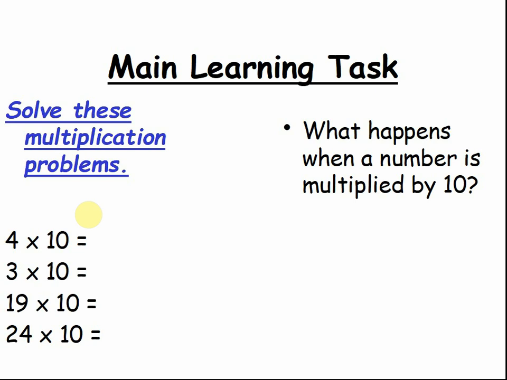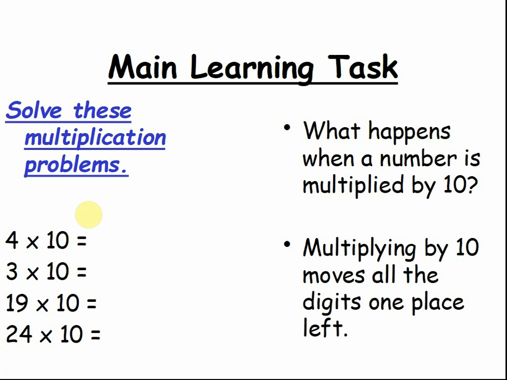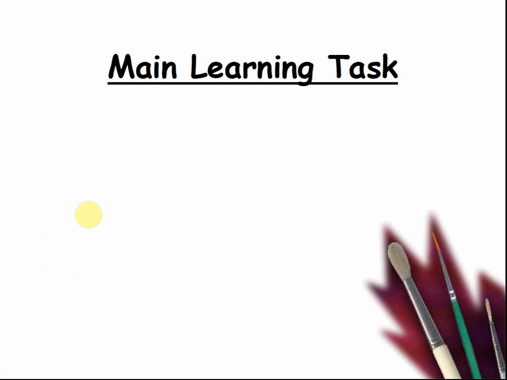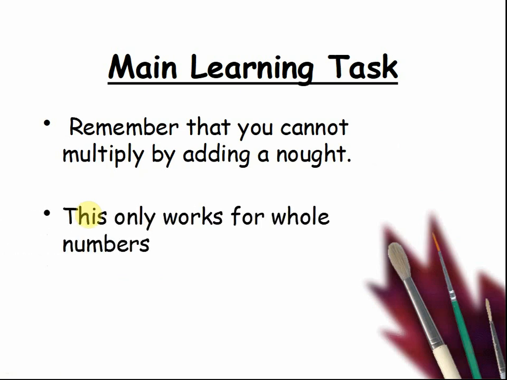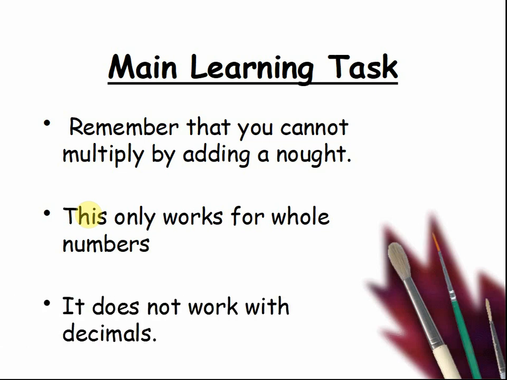What happens when a number is multiplied by 10? That's right. All the digits move one place to the left. Multiplying by 10 moves all the digits one place to the left. Remember that you cannot multiply by adding a naught, because this doesn't work if you have decimal numbers. This only works for whole numbers. It doesn't work for decimals because you could have 1,000 noughts after a decimal number and it would not change the value of the number.